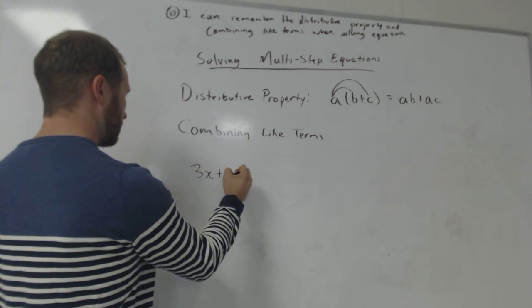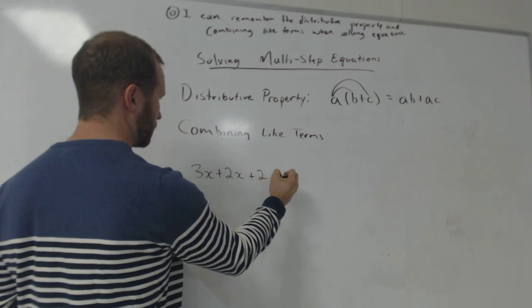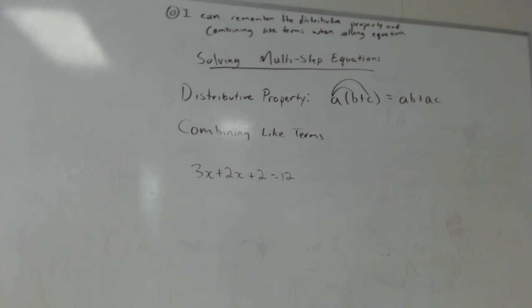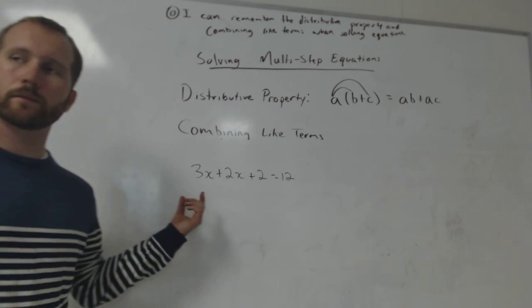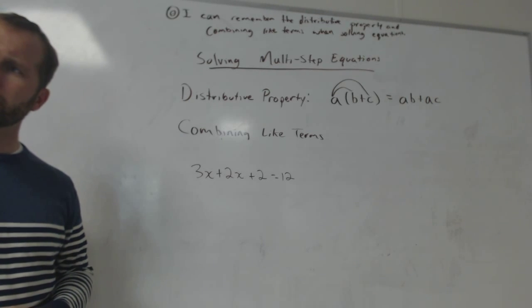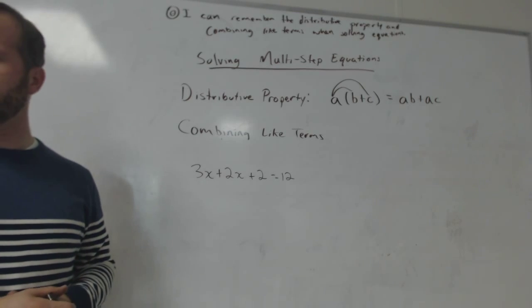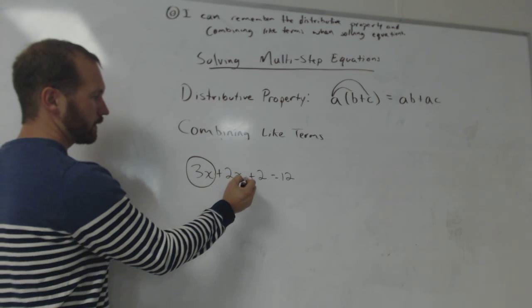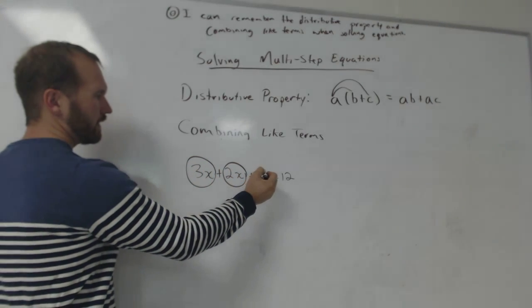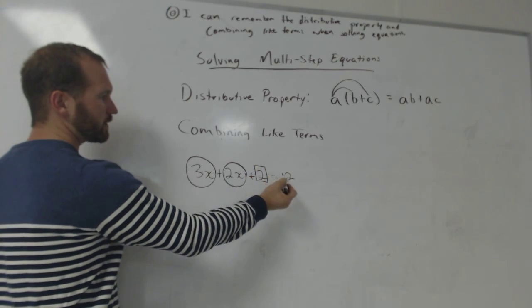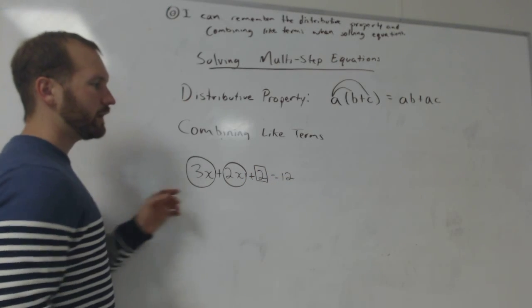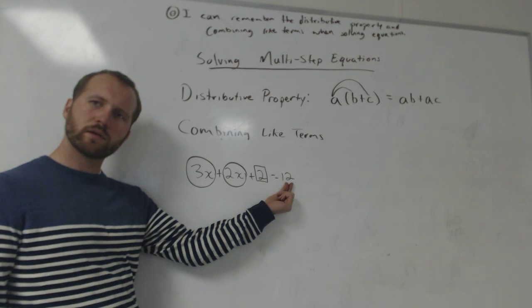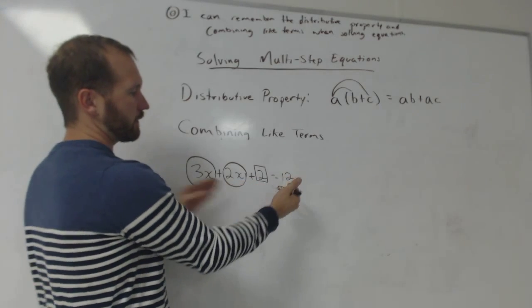3x plus 2x plus 2 equals 12? What am I going to have to remember in order to solve this? Yeah, I have to remember that these are like terms. Now, is this a like term with this? Yes, it is with that, but not with that. How come I can't combine the 2 and the 12? Because they're on opposite sides of the equal sign, right?